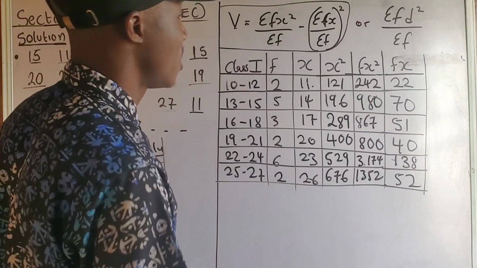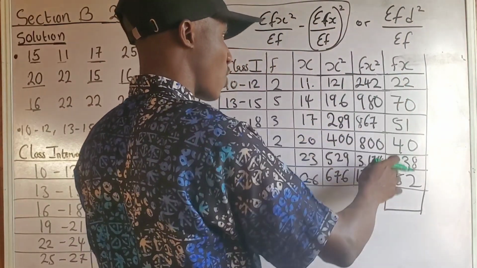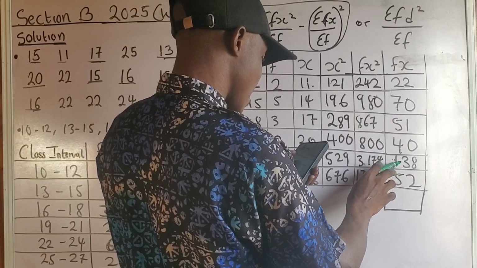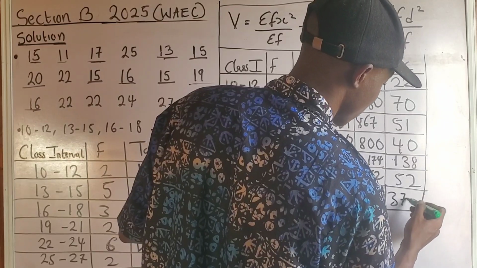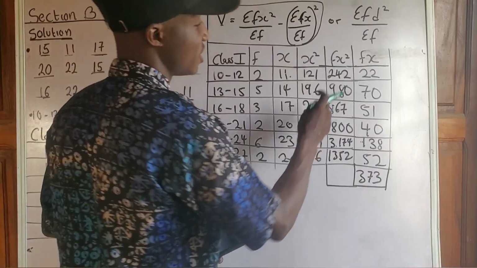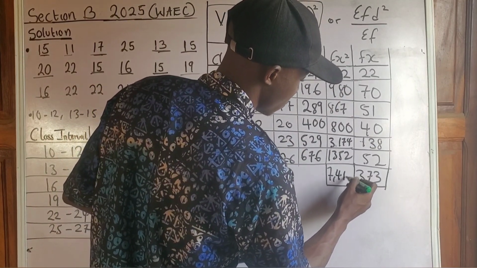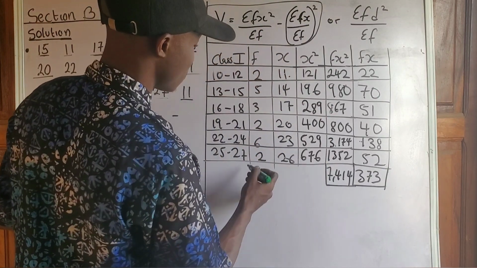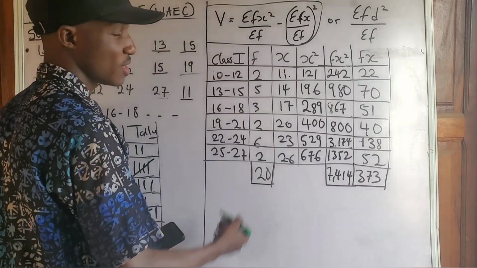You understand? So, now let us take the summation of fx. The summation of all these values, that is 22, 70, 51, 40, 138, and 52, that is 373. And also, we still need the summation of fx squared. The summation of all these values is 7,414. Okay. Then the summation of f is 20. Are you getting it? Because if you have all these together, you're going to have 20.